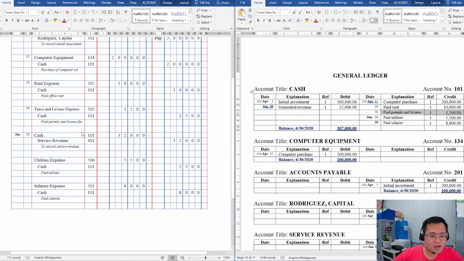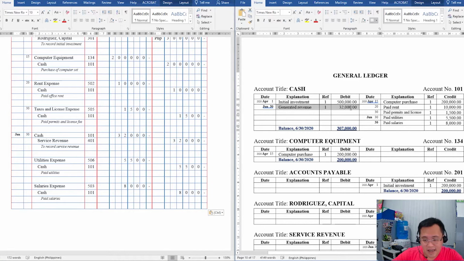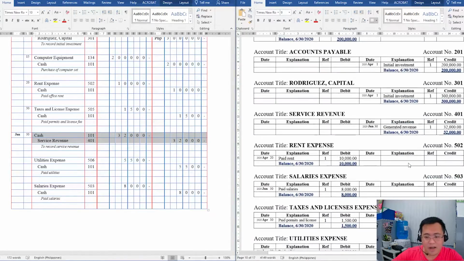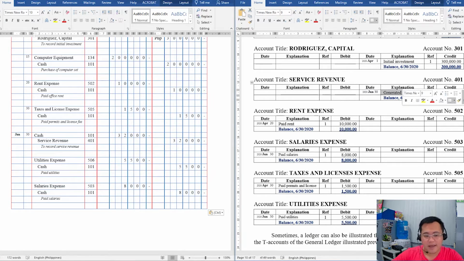Next, on June 30, our general journal entry is debit cash 32,000 and credit service revenue of 32,000 pesos. So we're actually using here a single entry as discussed from the previous week. So debit cash 32,000 on the left side and then you also post your service revenue to the service revenue ledger number 401 on the right side. Generated revenue of 32,000 pesos.